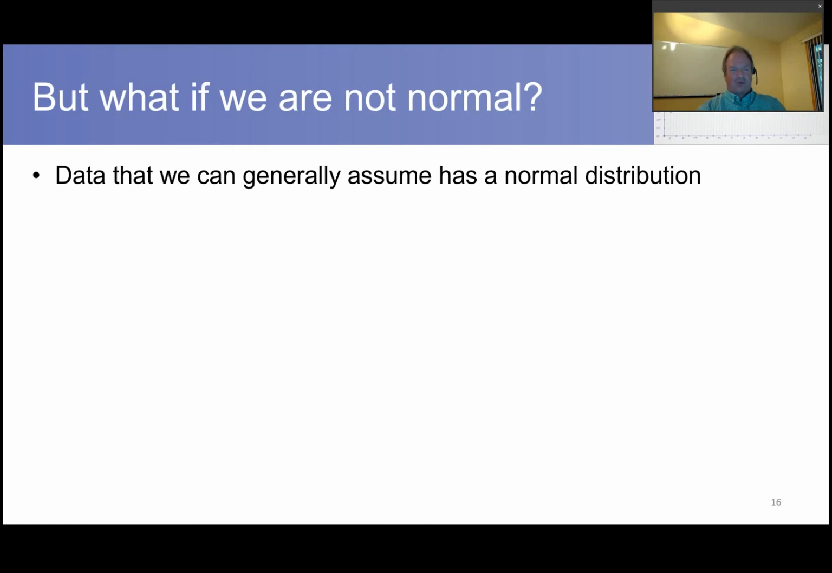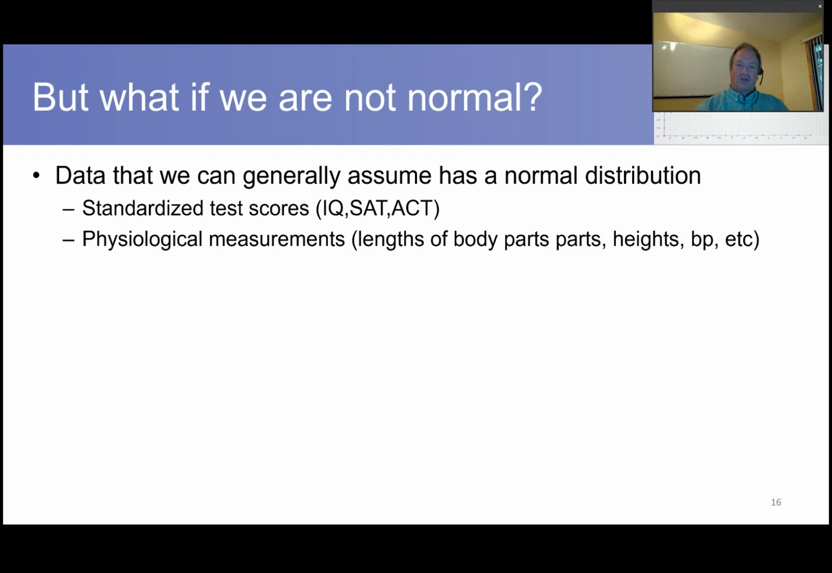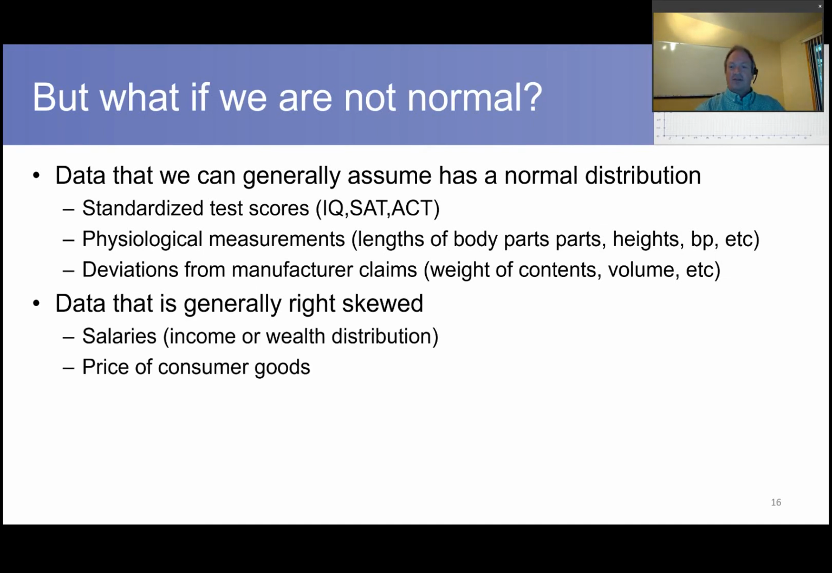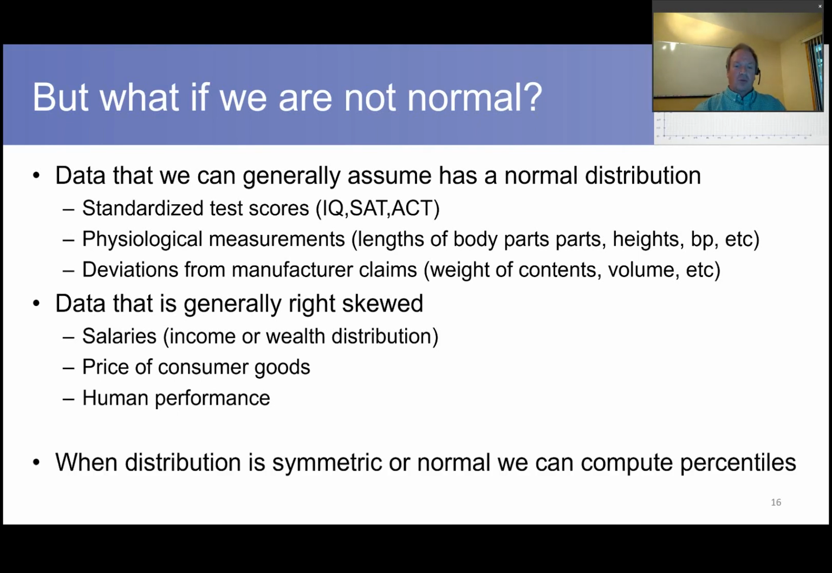Obviously, we're normal, right? Well, we said a lot of things are normal: standardized test scores, physiological measurements, deviations from manufacturers' claims, right? But there's a lot of data that's right skewed. So salaries are right skewed, prices of consumer goods, like in the Craigslist apartment data set we saw, or human performance. These tend to be skewed. Notice that the distribution's not symmetric, it's not normal. We can't use the empirical rule. We can't use the normal distribution calculator.